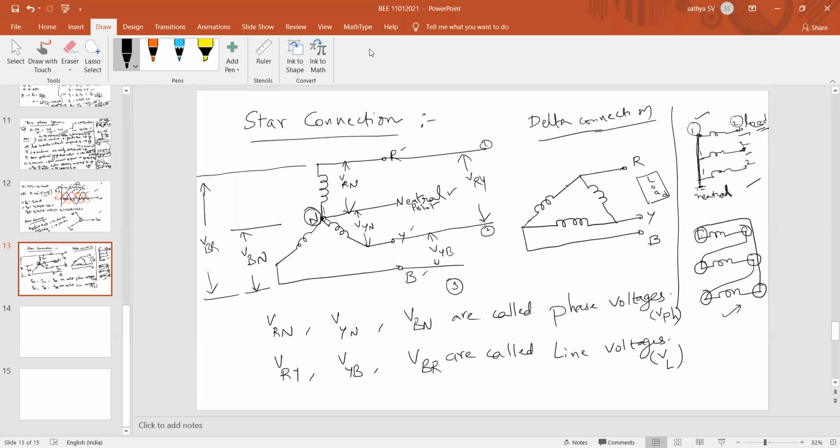The neutral point is present in star, whereas the neutral point is absent in the case of delta. Clear now? Star and delta connection. Here I am just representing it by taking an example for star connection.